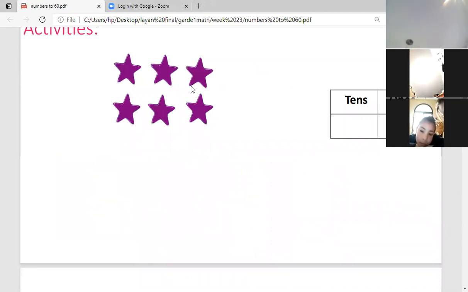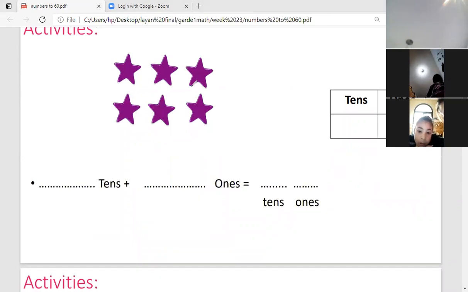Let us see this one, okay? First of all, we want to count each 10 and circle them. 1, 2, 3, 4, 5, 6. Here, do I have 10? Who can answer me? Do I have 10 here?